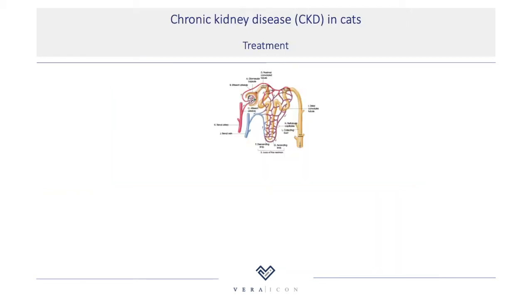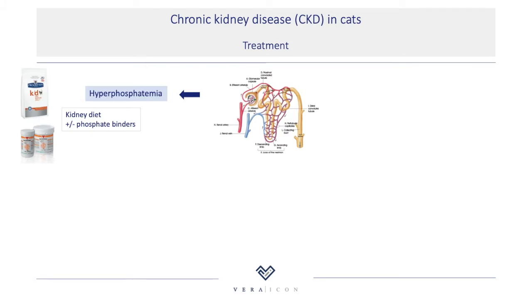Now, when it comes to treating these cats in first-line practice, what is it that we usually do? Well, we usually treat for hyperphosphatemia. And how do we do that? We add in a renal diet, because we know that these renal diets contain less protein, and less protein means less phosphorus, so the phosphorus uptake will go down when we feed these cats a renal diet. And we can combine the diet with a phosphate binder.